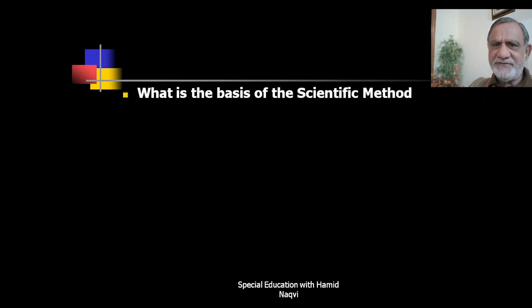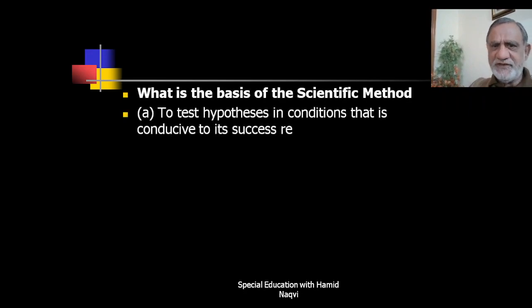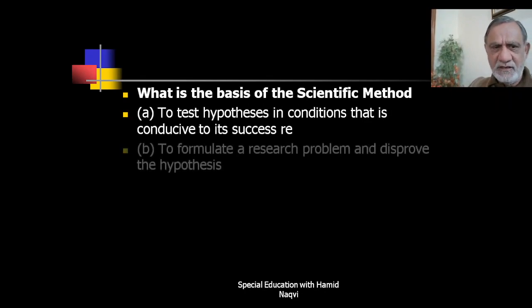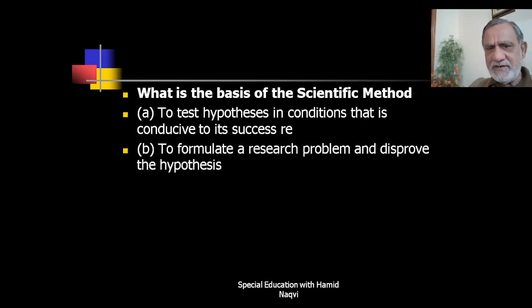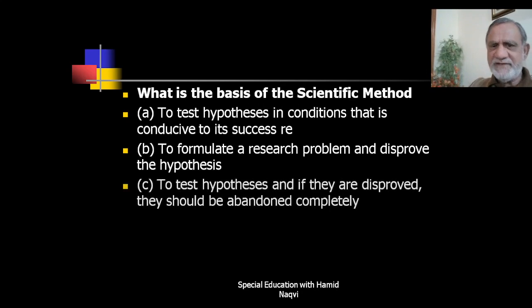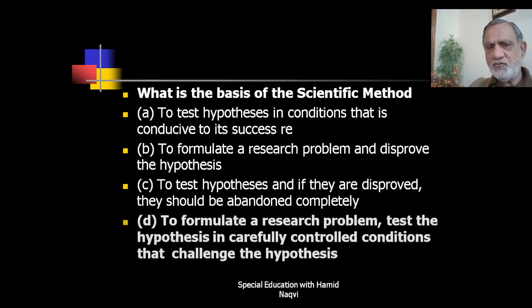What is the basis of scientific method? To test hypothesis in conditions that is conducive to its success, to formulate a research problem and disprove the hypothesis, to test the hypothesis, and if they are disproved, they should be abandoned completely, or to formulate a research problem, test the hypothesis in carefully controlled conditions that change the hypothesis. Last one, this one is the correct one.